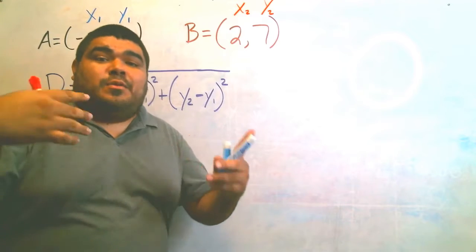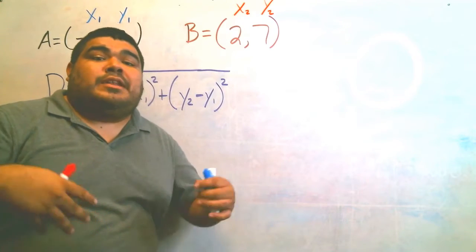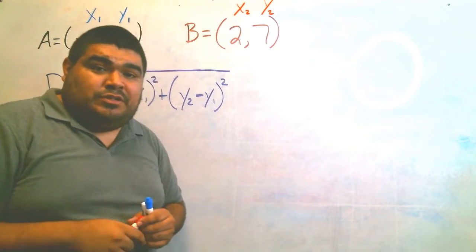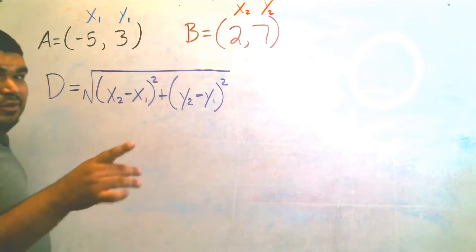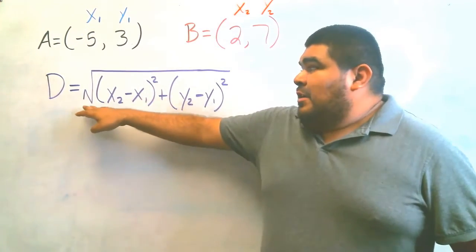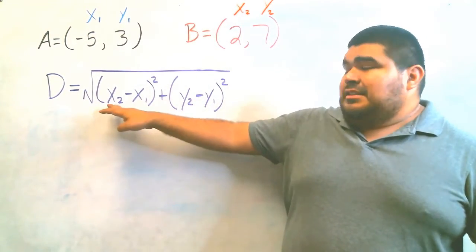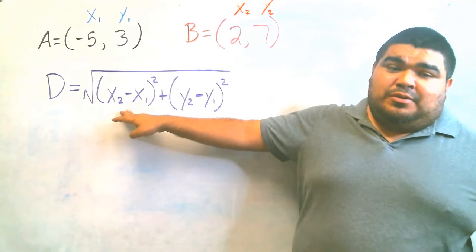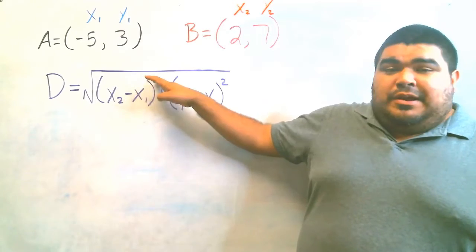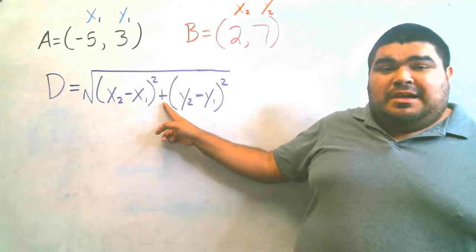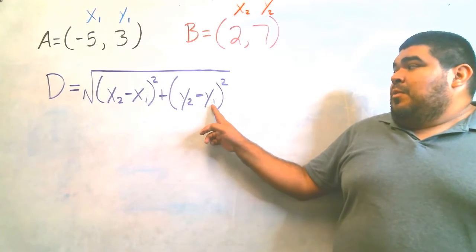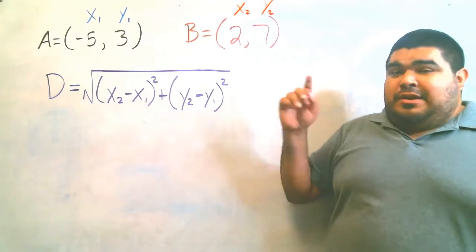All right, now that we have it all labeled, we can actually start plugging it into the actual equation. The equation for distance is d equals radical, parentheses, x2 minus x1, close parentheses, squared, plus parentheses, y2 minus y1, close parentheses, squared.